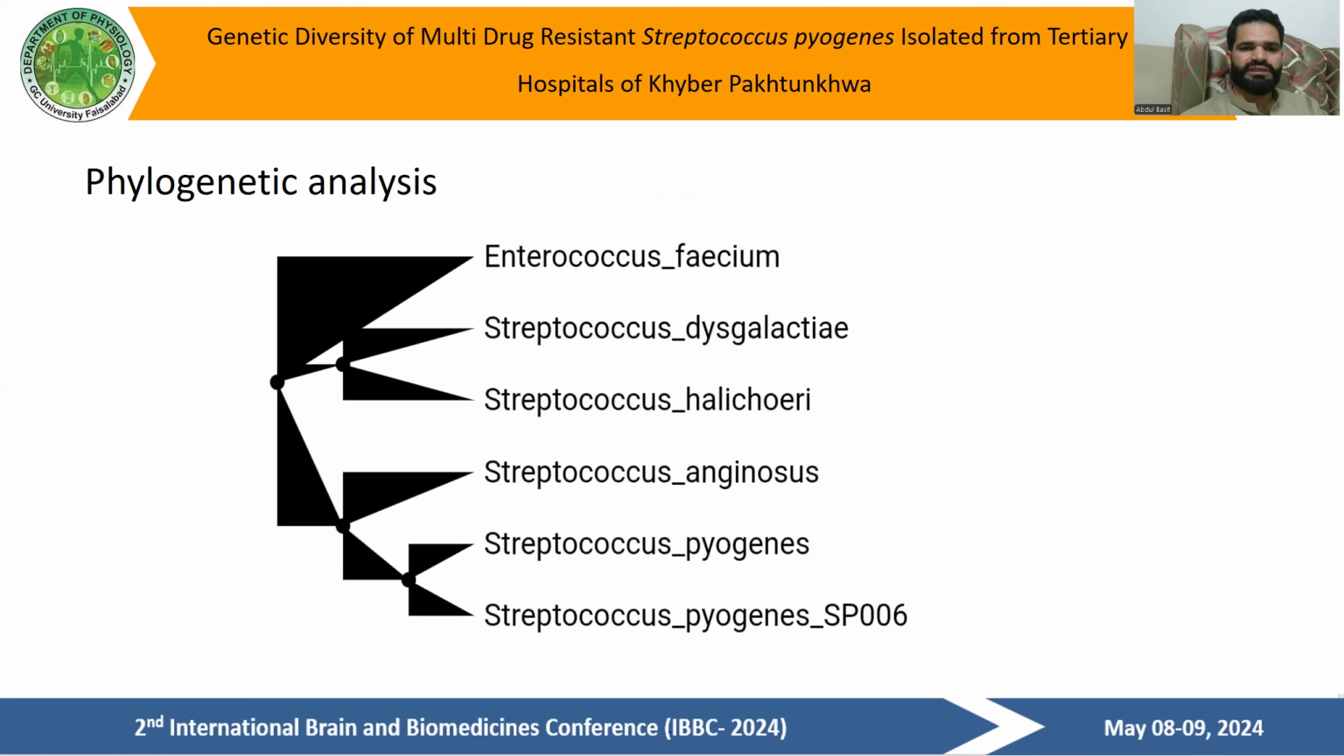This is the phylogenetic analysis of our isolates. The phylogenetic analysis was done on the basis of amino acid differences. SP006 is our isolate, and the second last Streptococcus pyogenes is the Streptococcus pyogenes database isolate. An Enterococcus outgroup was also used for comparison.